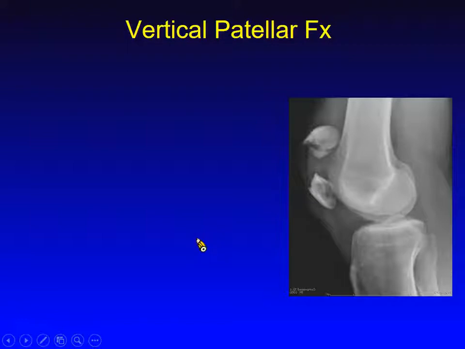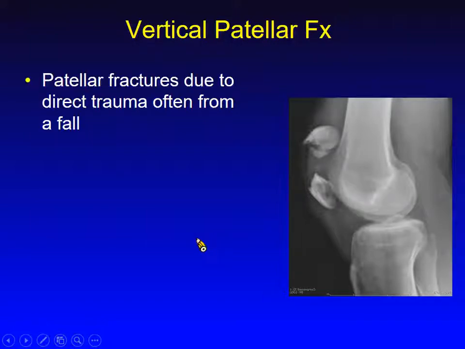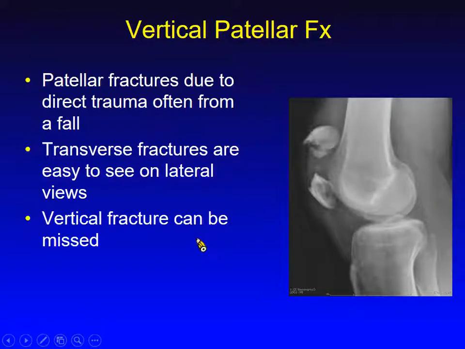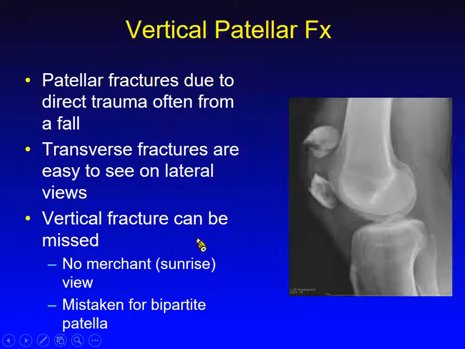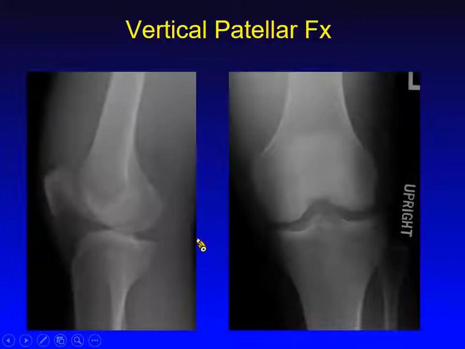Vertical patellar fractures, we talked about this a little earlier. This is a transverse patellar fracture, which is pretty easy to see on a lateral view. But if you have a vertical fracture, they can be missed if you don't take the Merchant view or the sunrise view. So typically, even if they don't ask for it on their series, we want to make sure that we get that Merchant view so we don't miss a vertical patellar fracture.